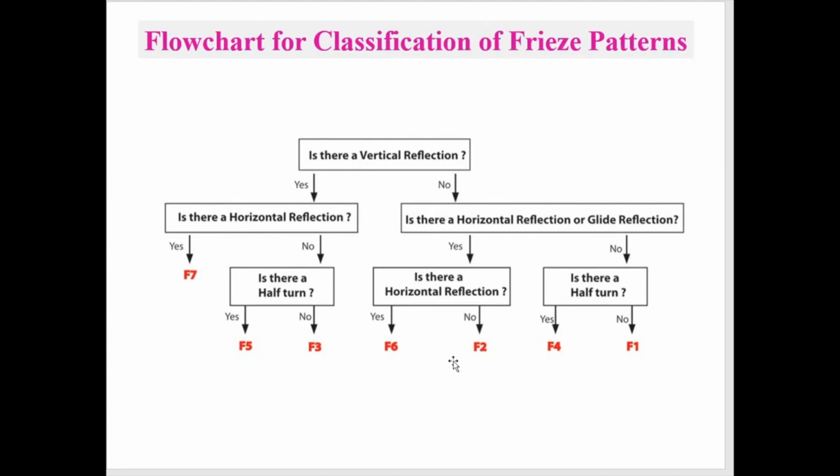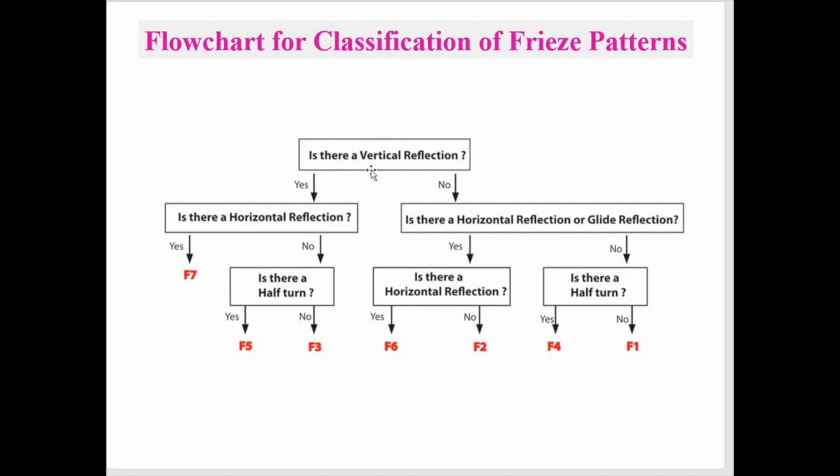Now, suppose we are given a frieze pattern, then it comes under what category? Can we classify the given frieze pattern? Can we classify whether it's of F1 type or F2 type or F3, F4, F5, F6 or F7? For that, a flow chart is given, and this is how you proceed.